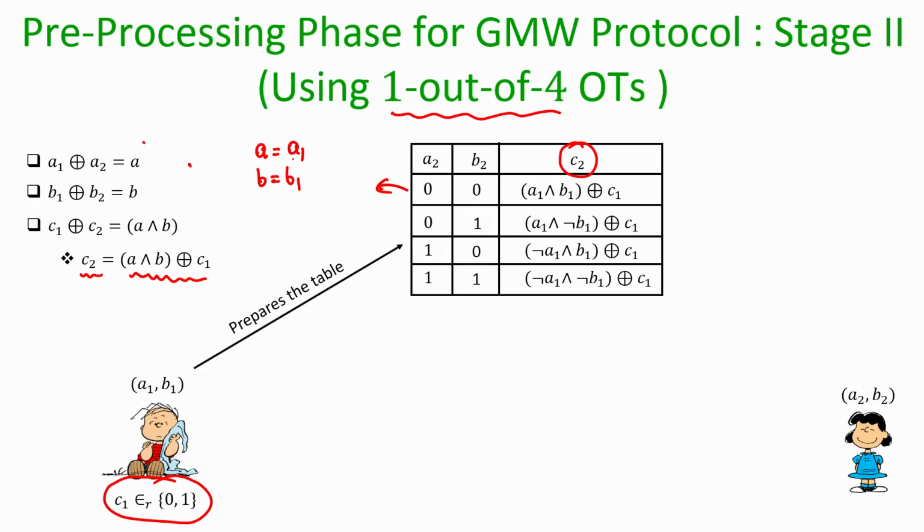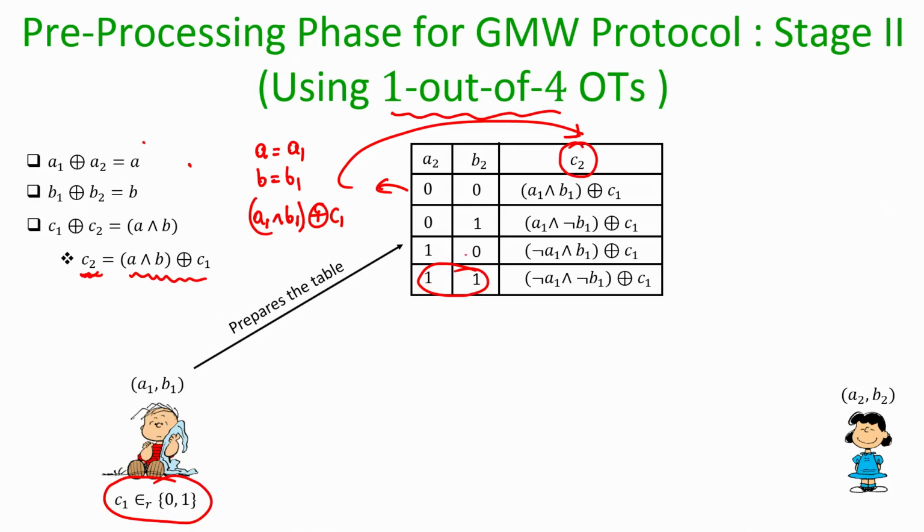Now, if the value A which is shared is A1 and the value B which is shared is B1, then what can we say about C2? C2 will be nothing but the AND of A1 and B1 XORed with C1, and that is the value of C2 kept in the first row here. Similarly, let us see how the fourth row is prepared. Similarly, you can run the argument to see the second and the third row.